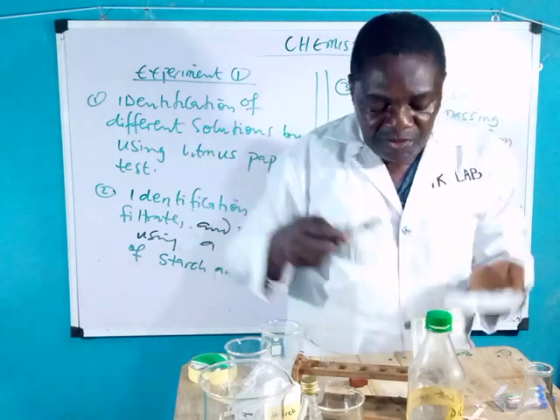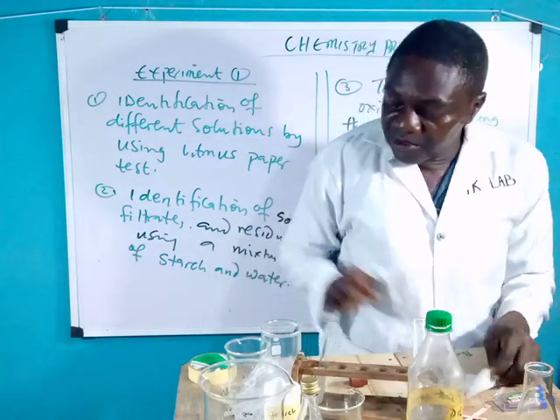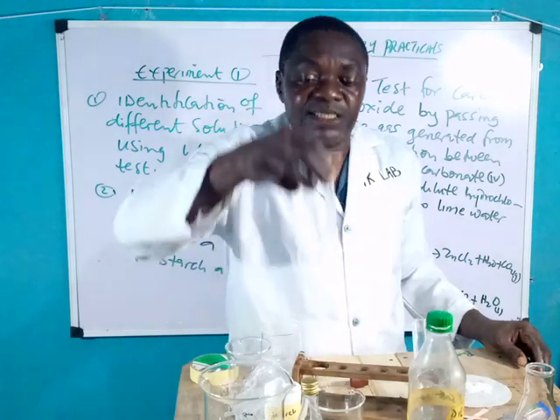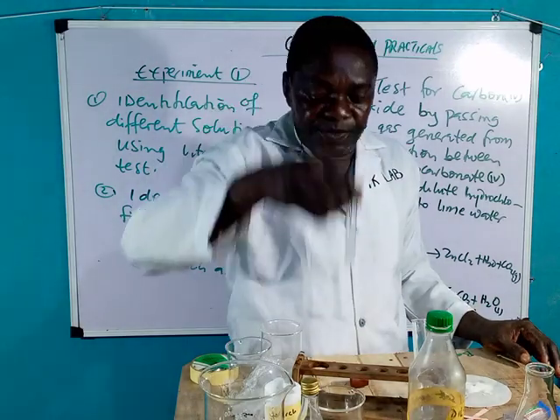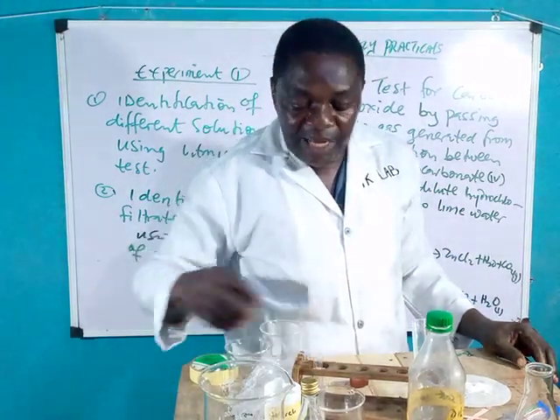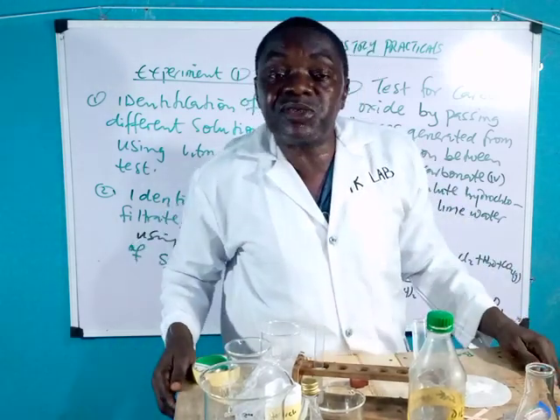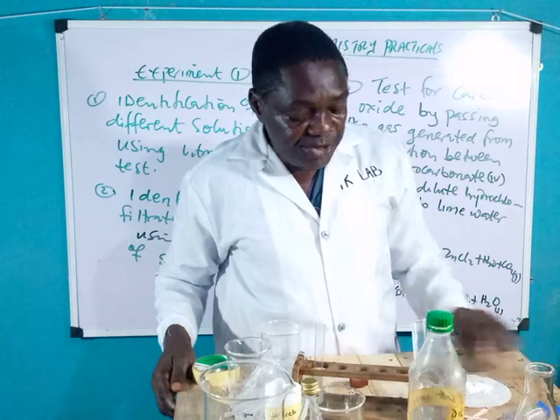So, friends, that's how you identify different solutions using the litmus paper, and that's how you carry out the test for carbon(IV) oxide. You can see it turns milky. Then that's how you also identify the filtrate, which is able to pass through the pores of the filter paper, and the residue, which is unable to pass.